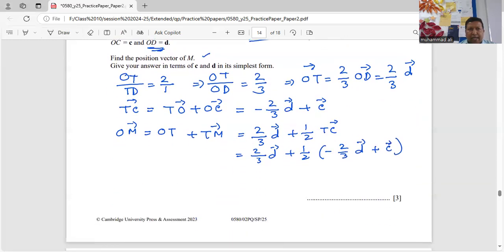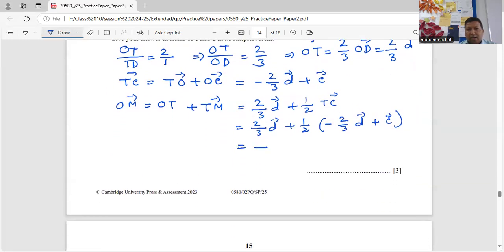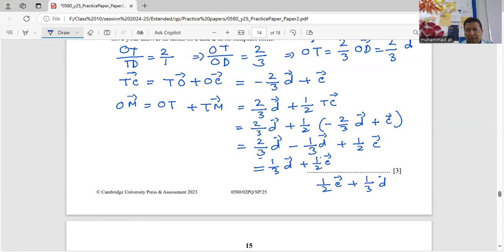If we remove the bracket, we get 2 by 3 D vector minus 1 by 3 D vector plus 1 by 2 C vector. Subtracting these, we get 1 by 3 D vector plus 1 by 2 C vector. Finally, we can write 1 by 2 C vector plus 1 by 3 D vector. Okay, question number 21 completed.